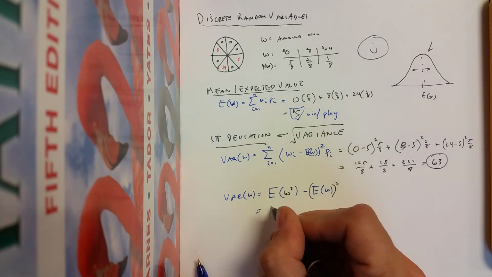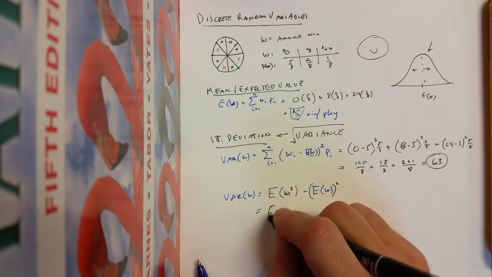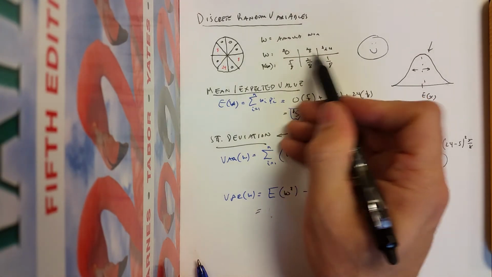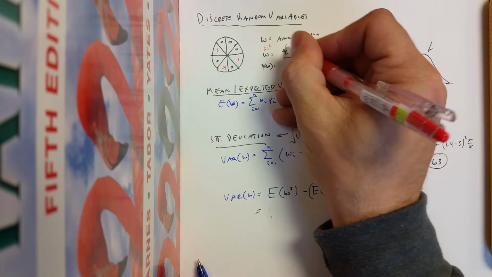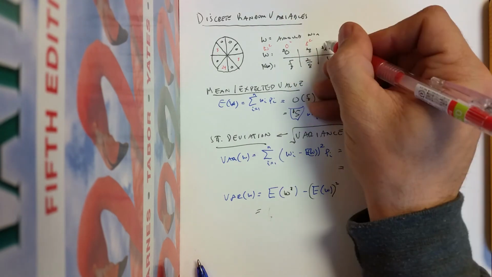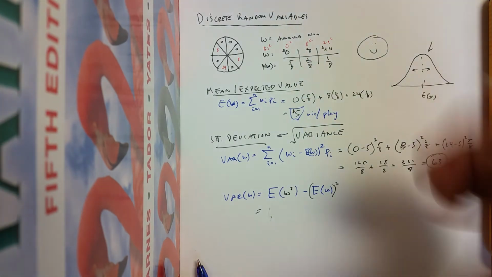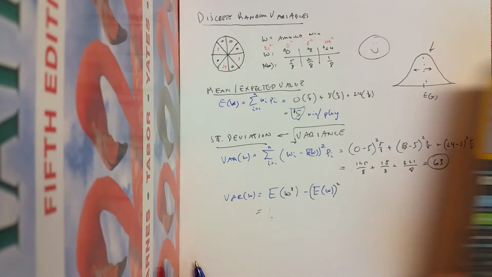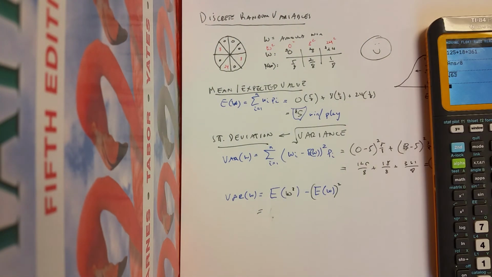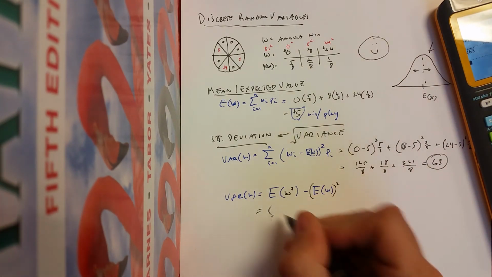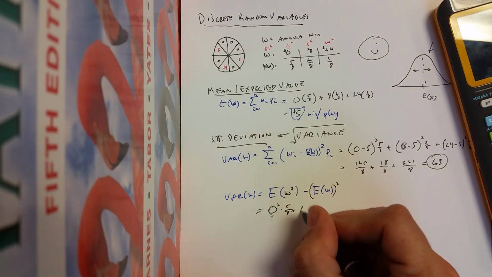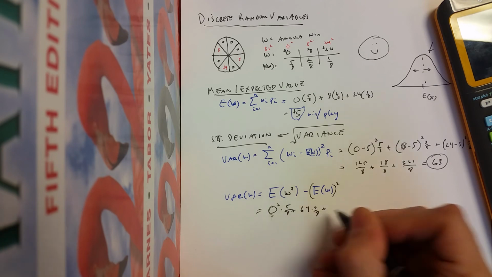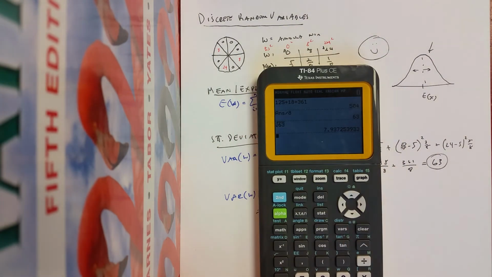So to get this expected value of W squared, we calculate the expected value by first squaring these numbers. Looking at this distribution, W squared would be 0 squared, 8 squared, and 24 squared. Now, 8 squared is 64, and 24 squared is a very large number. We'll do 0 squared times 5/8 plus 64 times 2/8 plus 24 squared times 1/8.